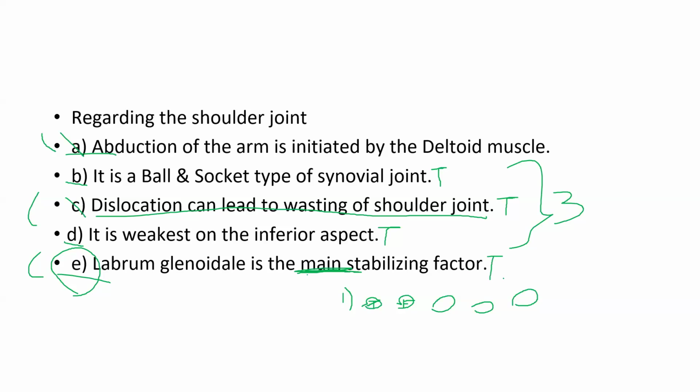Then what does the examiner do? This one is marked as true, but the answer is false. And I have 3 and minus 1, so again I have only 2 marks. The first one, abduction of the arm is initiated by the deltoid muscle, is also false, but if I mark it as true, then again another minus mark. Ultimately, I will have only 1 mark for this MCQ. So don't do that. If you are sure, mark only 3, at least 2.